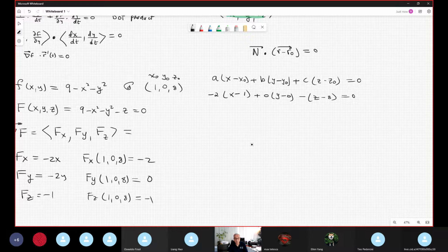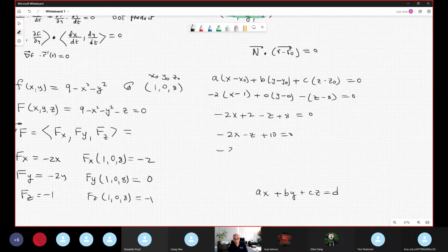Now the rest is a piece of cake. It's minus 2x plus 2. The 0 term disappears. Minus c plus 8 equals 0. Minus 2x minus c plus 10 equals 0. If you want, express the equation of the plane in the standard form. Remember, it's ax plus by plus cz equals d. Well, let's do it.